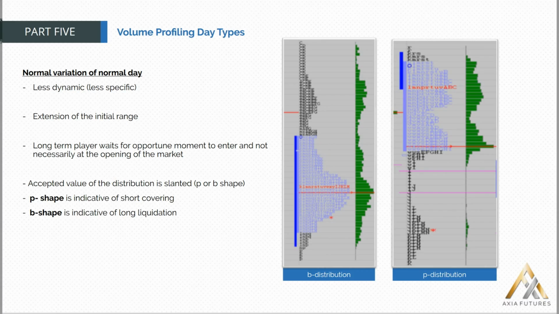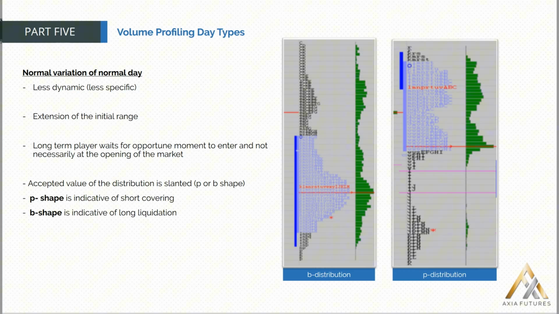We note that the accepted value of the distribution, or where fair value is accepted, tends to look like a B or P shape. Remember, we spoke about these being both shorts taking profit and longs liquidating their positions. The P shape is indicative of short covering, and the B shape is indicative of long liquidation.